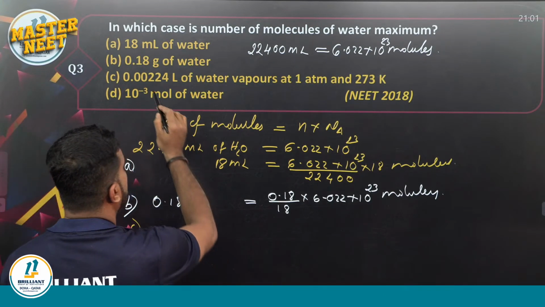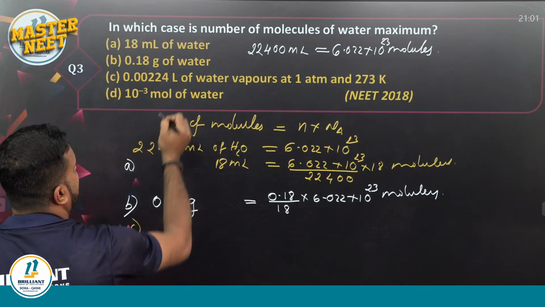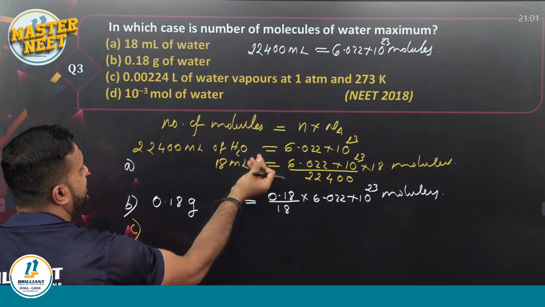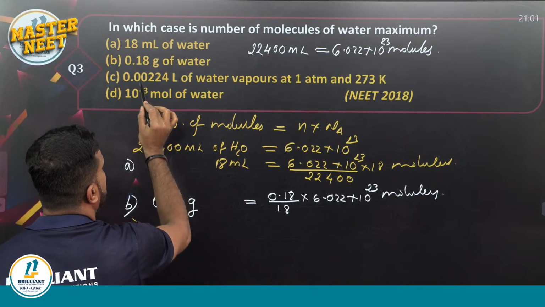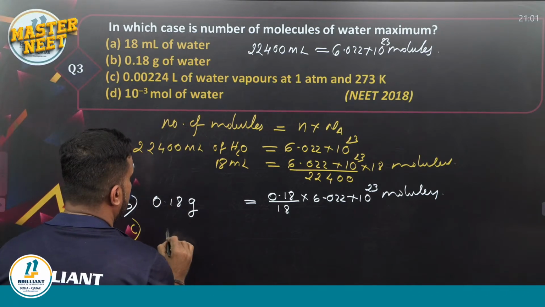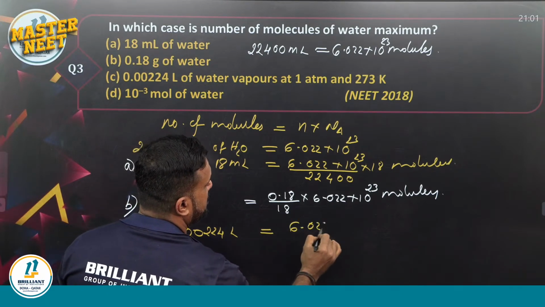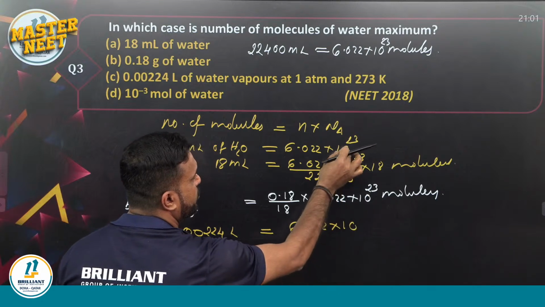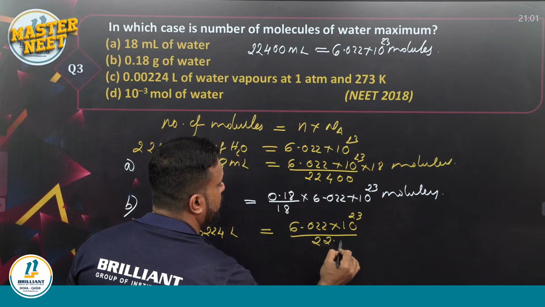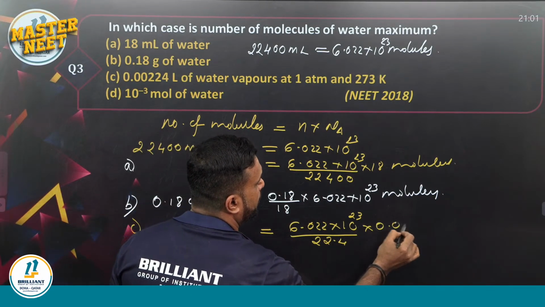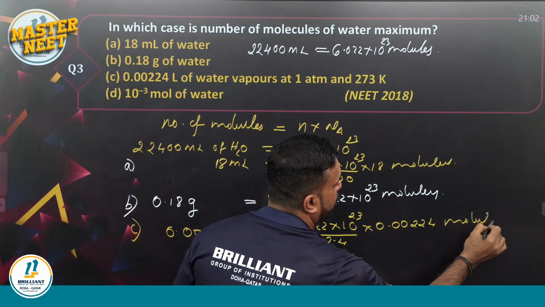What about option C? They are giving 0.00224 liter of water vapors. Liter can be converted to milliliter, or you can take it the same way. So 0.00224 liter is equal to 6.022 into 10 power 23 divided by 22.4, because it is liter, into 0.00224. That many molecules. So this is for option C.